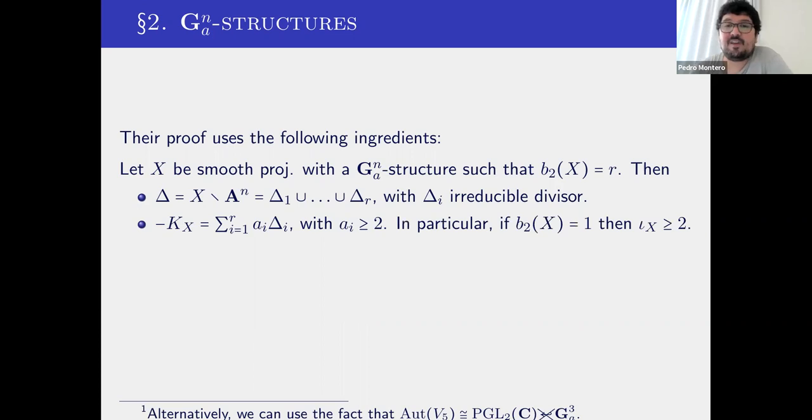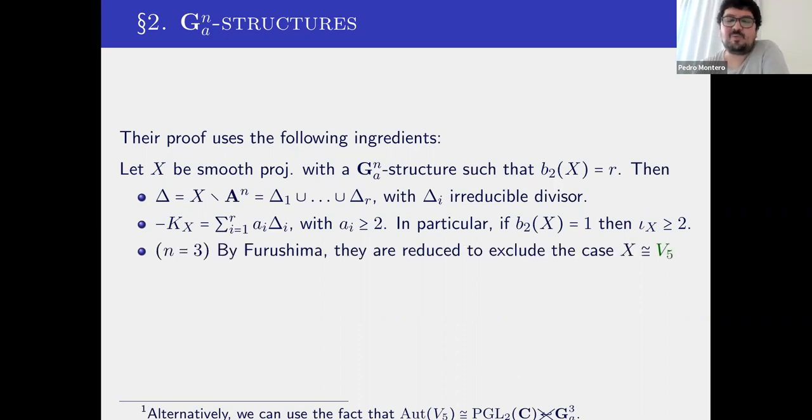In particular, if the Picard rank is 1, there's only one divisor, then the Fano index is at least 2. So this rules out all Fano varieties of Fano index 1. And I should mention that from classification purposes, the Fano varieties of index 1 are the more complicated ones. So it's good news somehow.